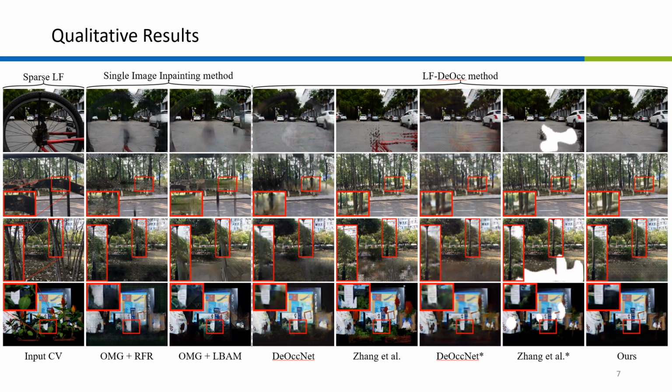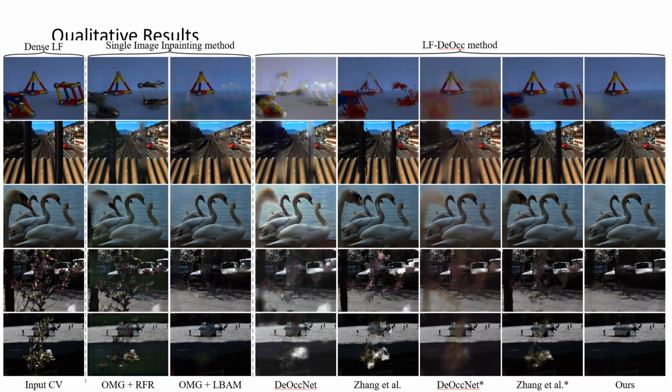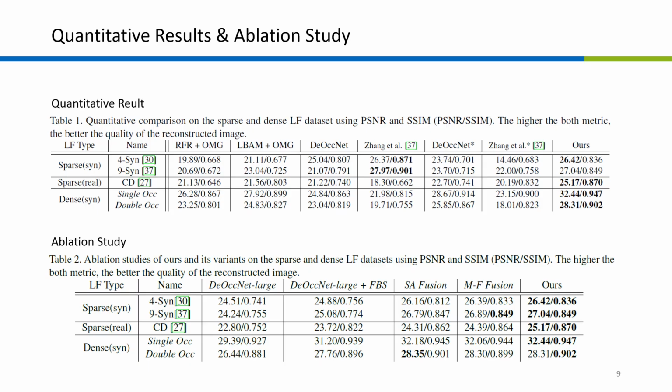This is a sparse light field image, and our method can reconstruct clear and correct outputs. This is a dense light field image, and existing methods show artifacts from occlusions. But our method clearly removes the occlusion without artifacts. On various datasets, our method shows better metrics on both light field image types.